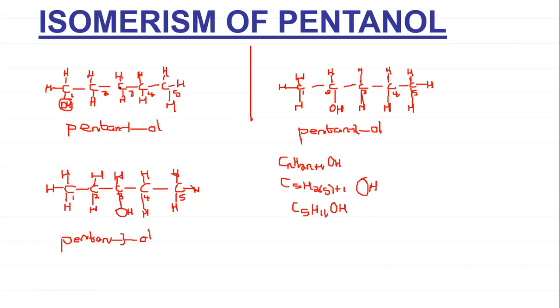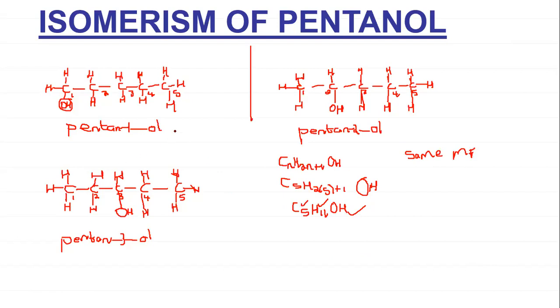And you can go and check all these molecules. It's 1, 2, 3, 4, 5 carbons. Then we are happy with that. Hydrogens, it's 1, 2, 3, 4, 5, 6, 7, 8, 9, 10, 11. We are happy with that. And then I have an OH. And all of them are C5H11OH. In other words, they are organic molecules with the same molecular formula.